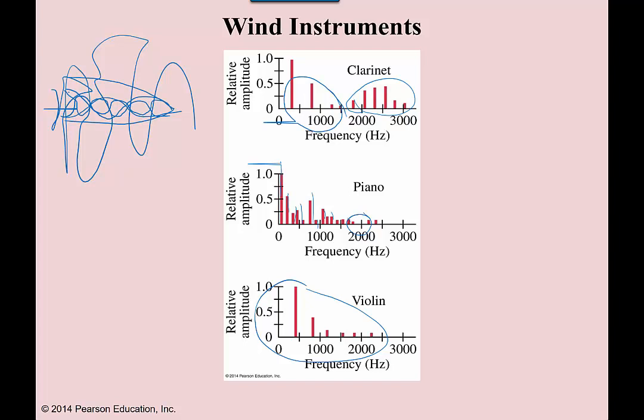How do we figure out all of these overtones? How was this graph created? Well, what they do is they do something called a Fourier analysis on sound waves. And essentially, a Fourier analysis is looking for the ideals. It's looking for all of the overtones that are possible.